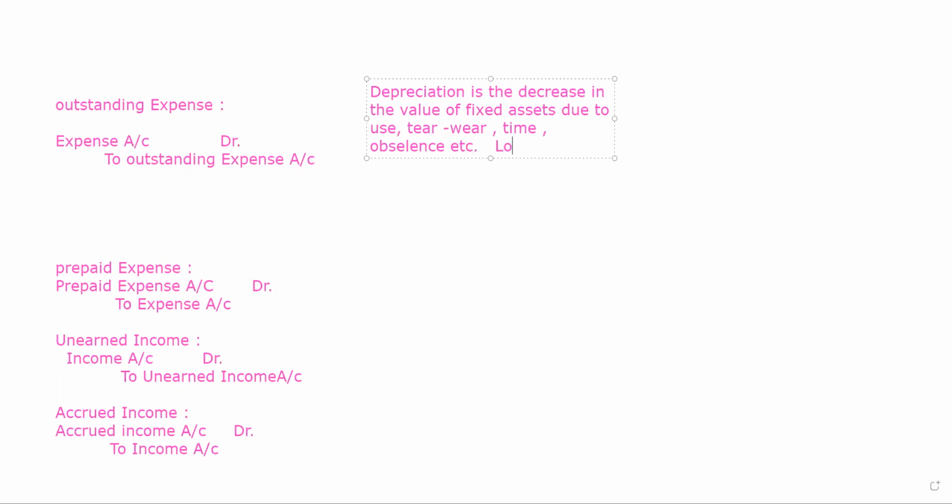Depreciation is a kind of loss for the business. So the rule applicable here is debit all losses and expenses. When we pass the entry for depreciation, it will be depreciation account debit to fixed assets, as there is a decrease in the value of the fixed asset. Basically, assets are debit in nature, but when the value decreases, that asset account will be credited.